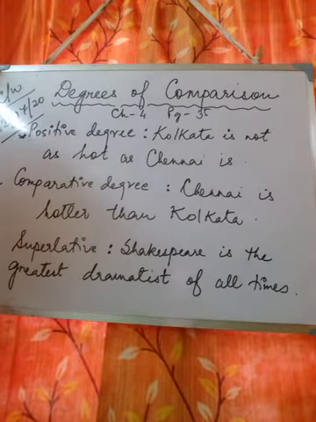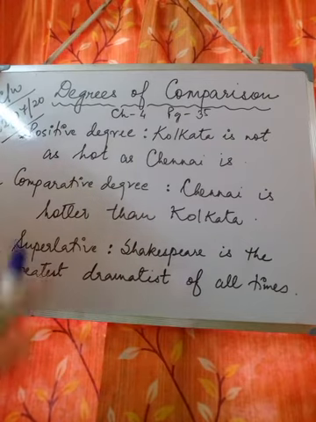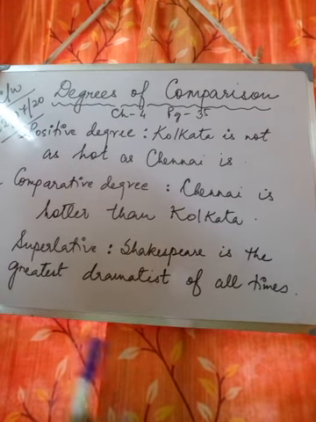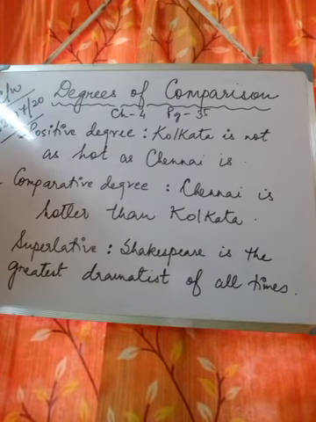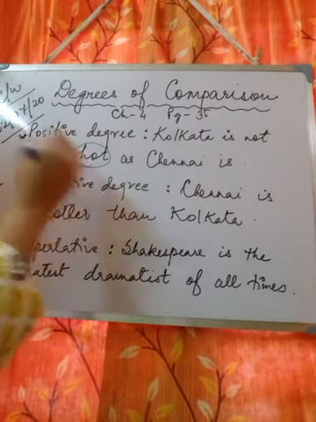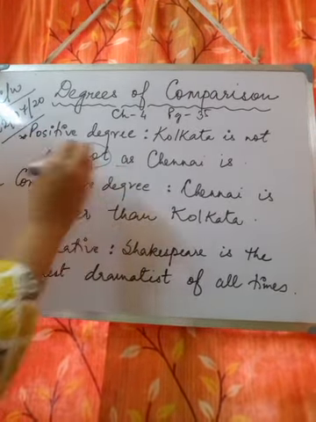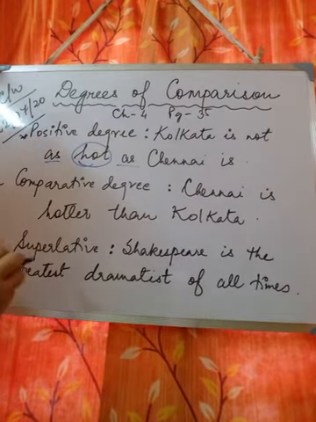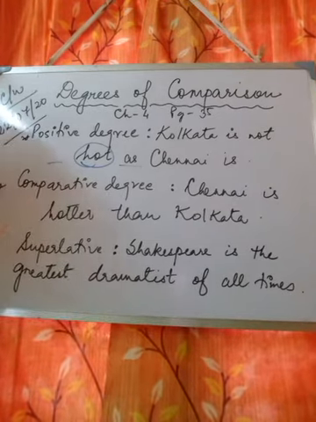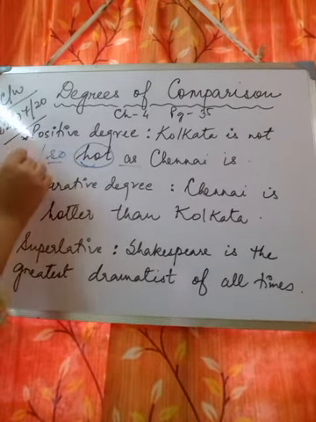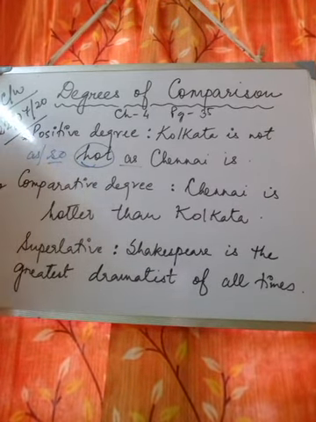Now analyzing these sentences, last three sentences, let us once more understand. Positive degree: Kolkata is not as hot as Chennai. Hot is the positive degree, as and as used before and after. Okay, this should actually be Kolkata is not so hot as Chennai. As also stands correct, it isn't wrong.